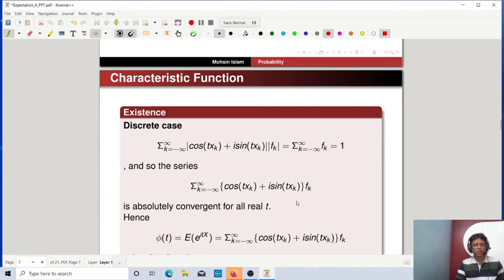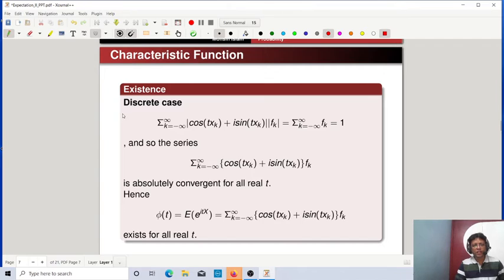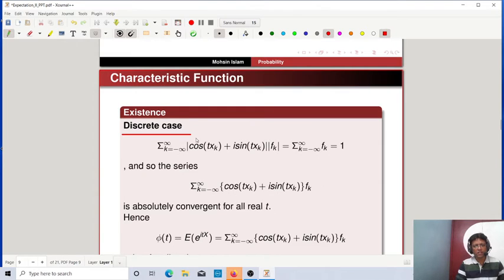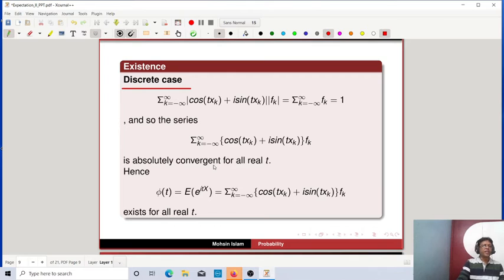And what is the existence? If you talk about the existence, in the discrete case, you can write the summation k equal to minus infinity to infinity of modulus of e to the power itx_k times modulus of f_k, and the modulus of cos tx_k plus i sin tx_k is 1. So this summation will be 1, and so the series is absolutely convergent for all real t. Hence, phi(t) exists for all real t. This is the discrete case. You can check that for the discrete case it exists for all real t, and the properties of a discrete distribution give you that the summation will be 1.